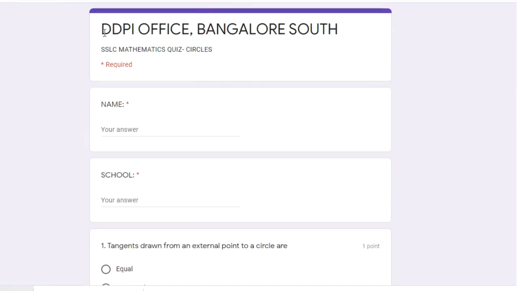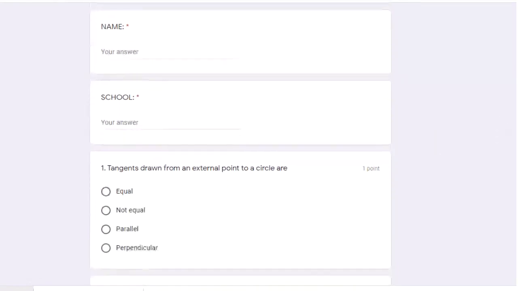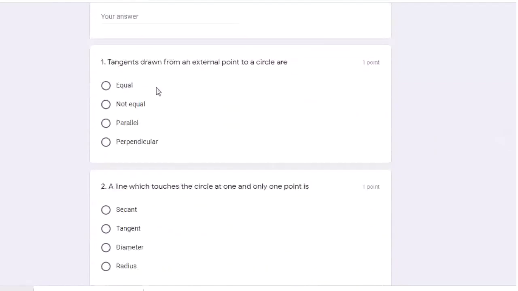This is the Google form shared by DDP Office South Bangalore. Here you have name and school. You have to fill that credential based on the school you are studying. So let us discuss the questions in this Google form.